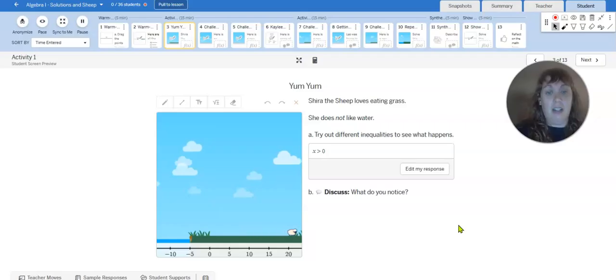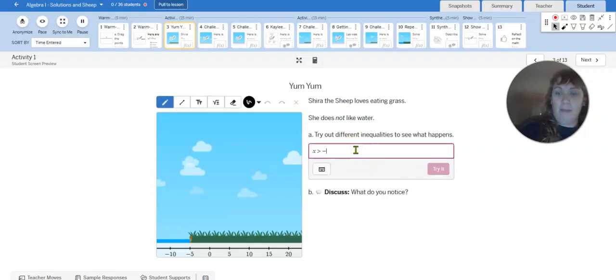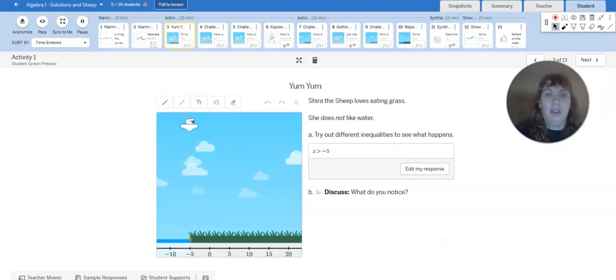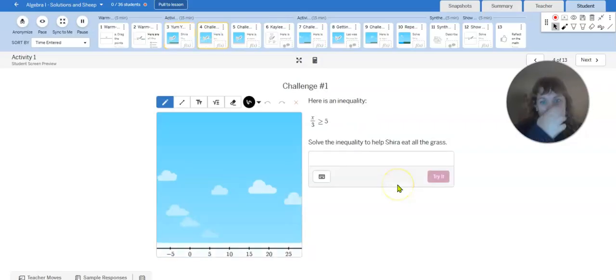There we go, cleared a lot of the grass, but there's some grass that Shara missed. And Shara wants to eat all the grass. So we want to move that limit to negative 5. So these are all values when x is greater than negative 5. Shara is able to eat all of the grass and is nice and happy. Awesome. So let's look at slide 4.